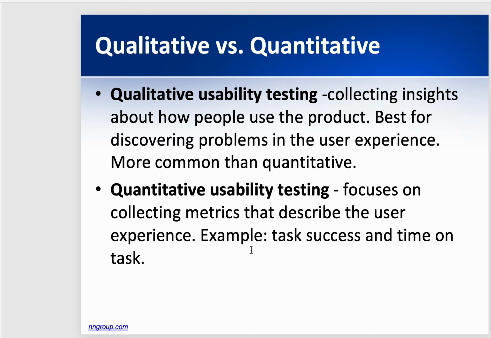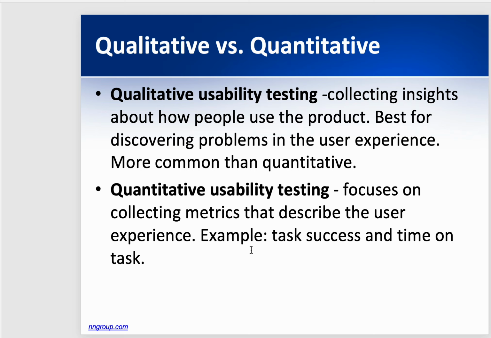Now, you can have qualitative or quantitative data. There's a lot more qualitative, because you can observe them and write down what they're doing. You could ask open-ended questions too. So you can really discover a lot of problems for user experience. And this is much more common, but there are also quantitative usability testing methods.